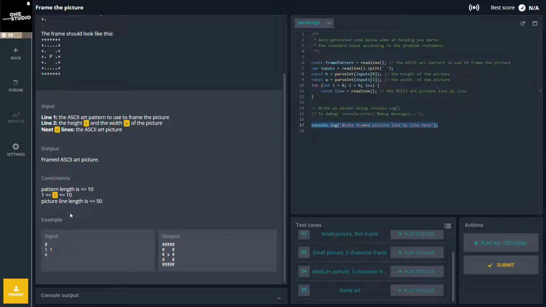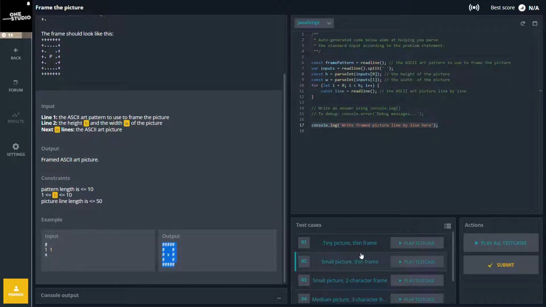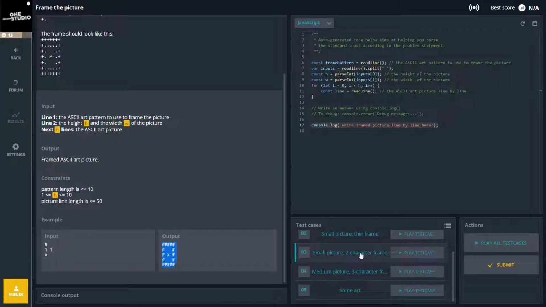The constraints are: pattern length is less than or equal to 10, 1 is less than or equal to height which is less than or equal to 10, and picture line length is less than or equal to 50. So this is the example for input and output. There are only 5 test cases.